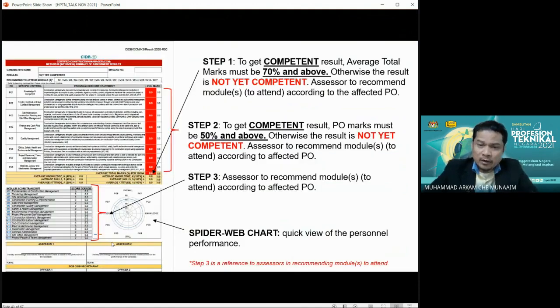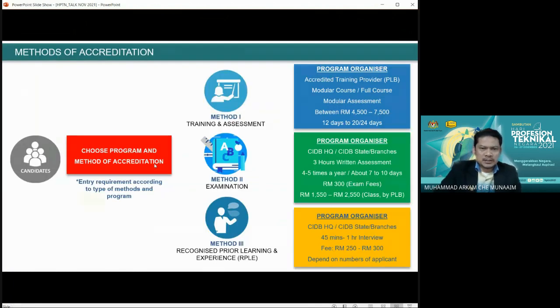Okay, the criteria of pass, or the criteria to get competent. We have 3 steps, but we consider 2 steps at the moment. For step 1, to get competent, the average total result must be more than 70. This is the overall result over here. And step 2, all POs must be 50 and above. Right? So you can see this result before.